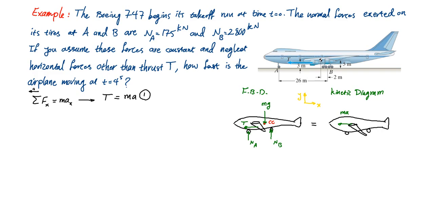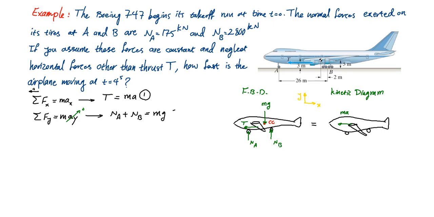Now, summation of forces in y direction is equal to m a_y. The airplane is not moving vertically, so there is no component on the kinetic diagram in the y direction, so this is 0. And what I get there is NA plus NB. The only things I have are the components from the free body diagram, so NA plus NB would be equal to mg.